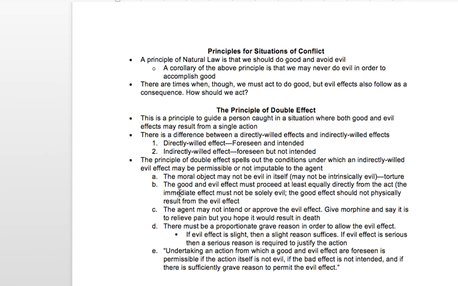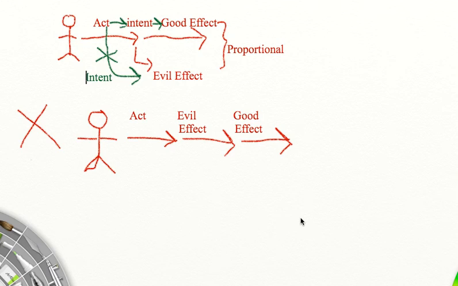Now, the third step is that the agent, the person acting, may not intend or approve the evil effect, right? So if we go back to this diagram, that means the person who is acting may not intend or approve the evil effect, right? So it's foreseen, you know it's coming, but you cannot secretly intend for that evil effect. Your intent must be for the good effect solely, primarily, only. You can't have any sort of double intent there. So you intend to do good, and the evil is just this collateral double effect that you foresee coming. It's inevitable.